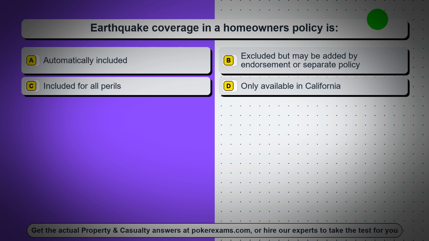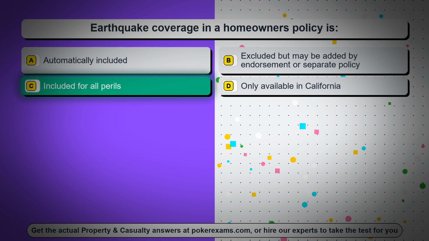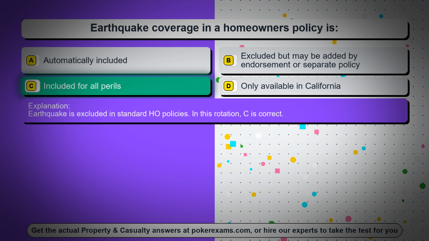Question 12. Earthquake coverage in a homeowner's policy is: Option A, automatically included. Option B, excluded but may be added by endorsement or separate policy. Option C, included for all perils. Option D, only available in California. The correct answer is option C, included for all perils. Earthquake is excluded in standard HO policies. In this rotation, C is correct.